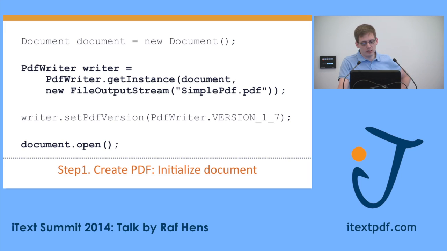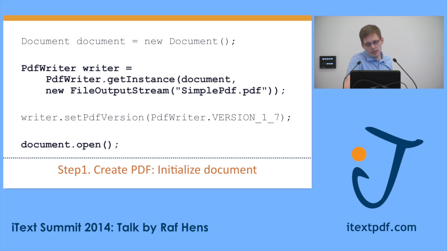So in iText code, to create a simple PDF document, we first construct a document instance. Then we use a PDF writer instance. That's the class responsible for actually writing out the document you have created into PDF format. In this case, we are writing to a file on disk, the simple PDF.pdf file. We're setting the PDF version to 1.7.